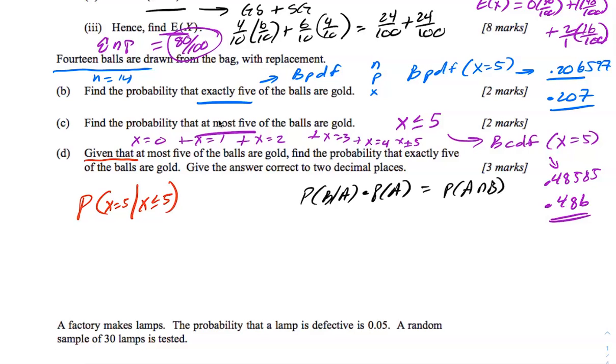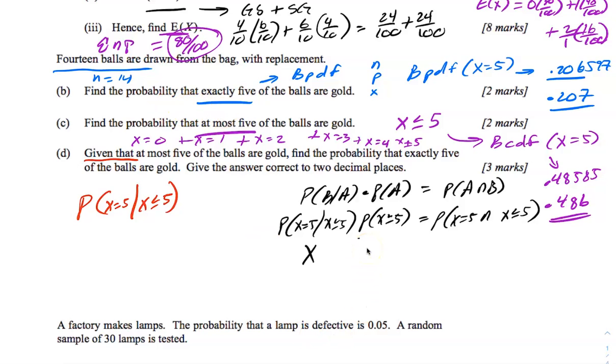So here, we do x equals 5, given that x is less than or equal to 5, which would be multiplied by the second one, x is less than or equal to 5, by the given that, equals the intersection. To me, this is always the hardest part. X equals 5, intersect x is at least 5. Something like that. So, this is our x, this is what we're looking for. This we know, we just did it, classic IB, 0.486.